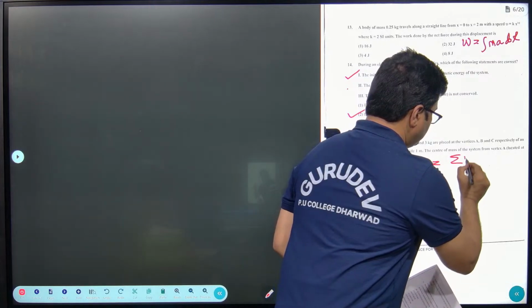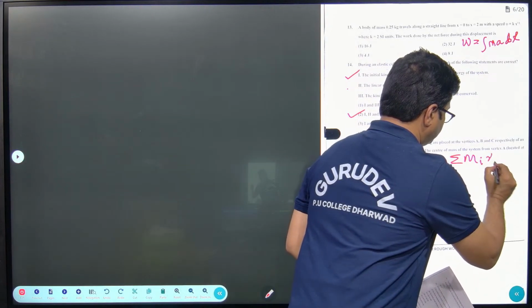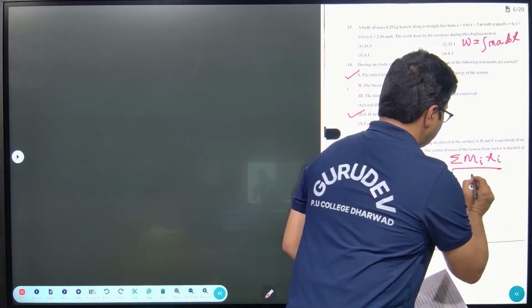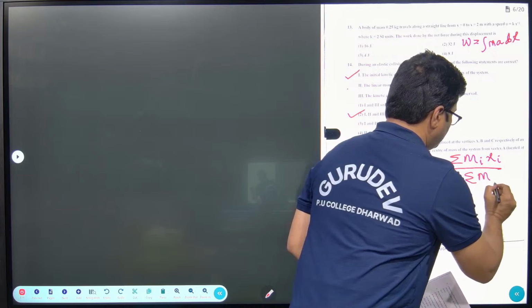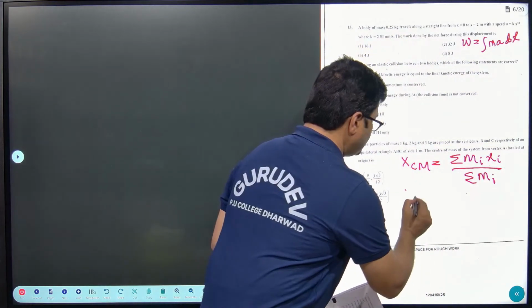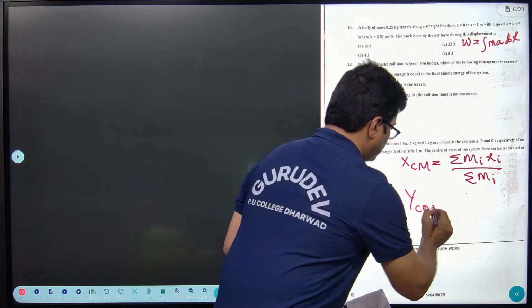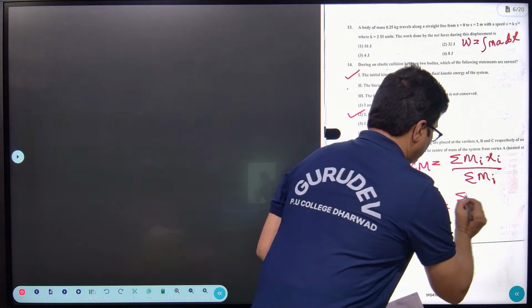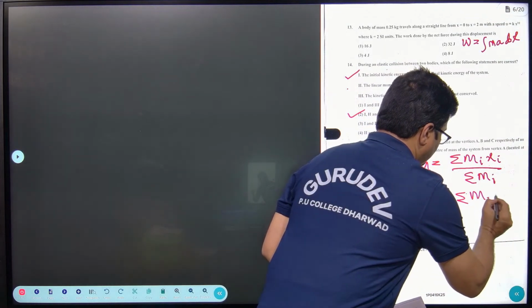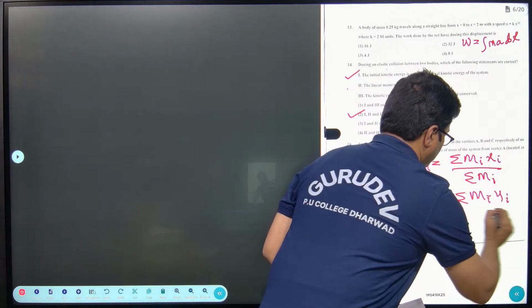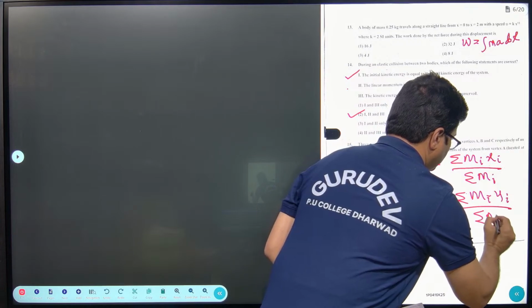X cm is summation of mi xi divided by summation of mi. Similarly, y cm is summation of mi yi divided by summation of mi.